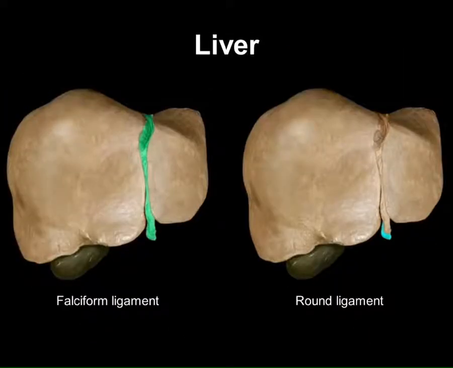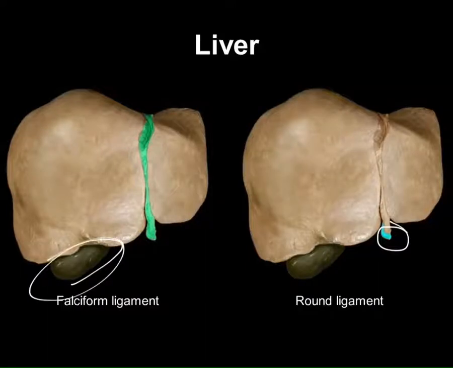So there's that falciform ligament. It's in green. The round ligament is the end of it that you're seeing here. And of course, we recognize the big gallbladder sitting here as well. So what would this be? Right? Right? And left.